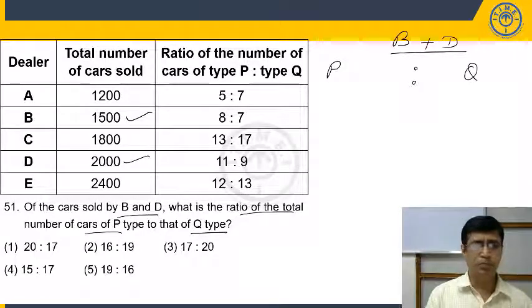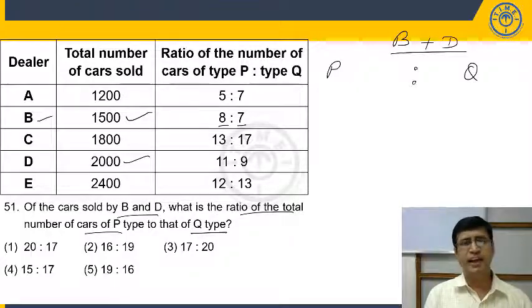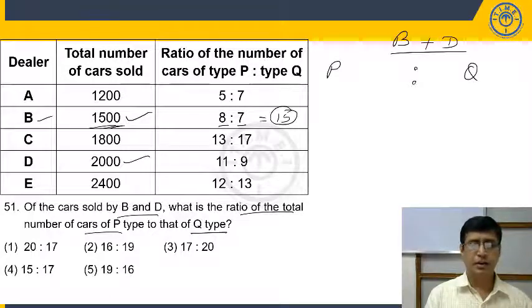So how many of P from dealer B? My dear students, here the ratio of type P to type Q is 8:7. 8:7 means the sum of the ratios is 15. So the total number is 1500. So 1500 by 15 is equal to 1 part. That is, 1 part is equal to 100. 8 parts means 800. 7 parts means 700.